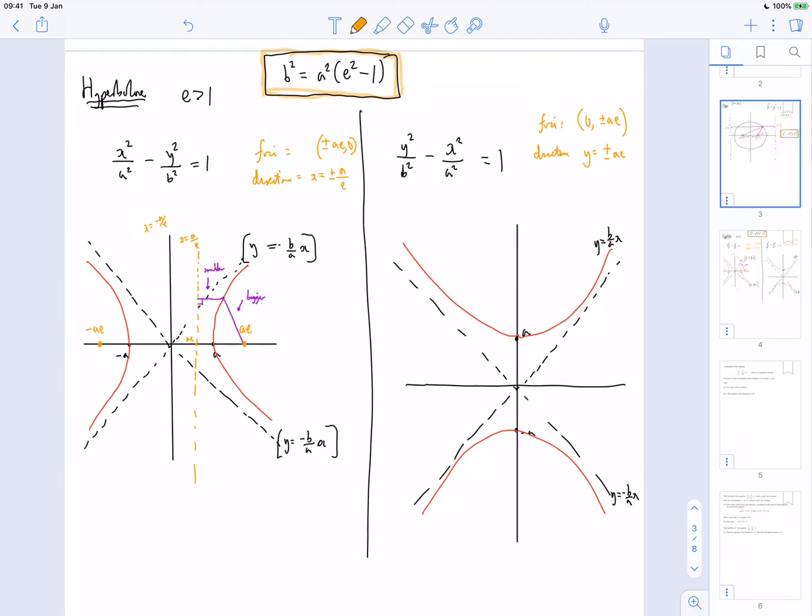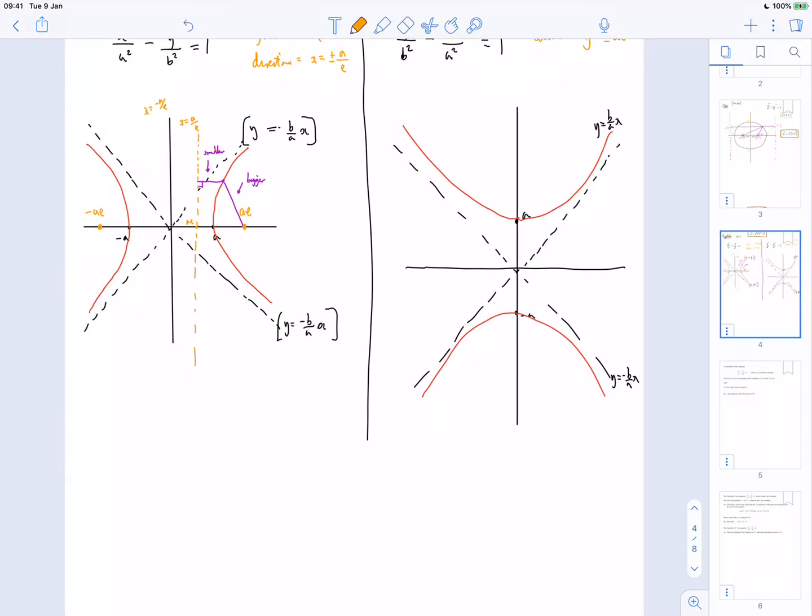Now, proving these things isn't actually that big of a deal. I will say, however, that when we parameterize hyperbolas, we tend to use hyperbolic functions. So sinh of some t maybe, cosh of some t, and so on and so on.